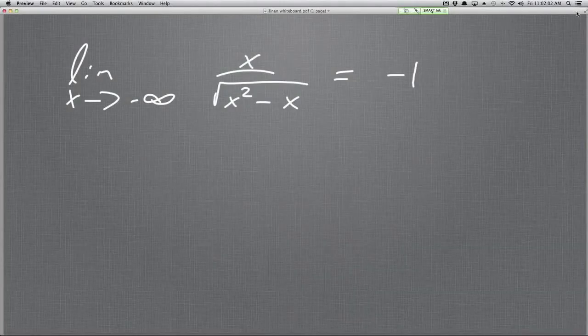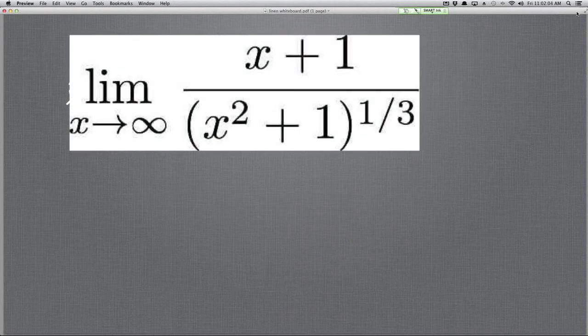What about 33? It would be none. Why? Because you're taking the cube root. Okay, what's the exponent of the numerator? 1. What's the exponent of the denominator? 2/3. Which one's bigger? 1. So the top is bigger, which means my limit does not exist.